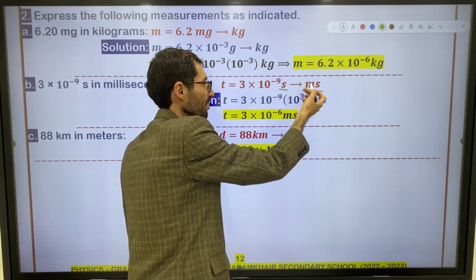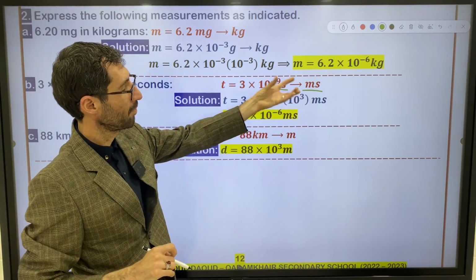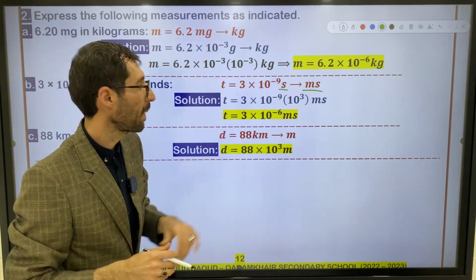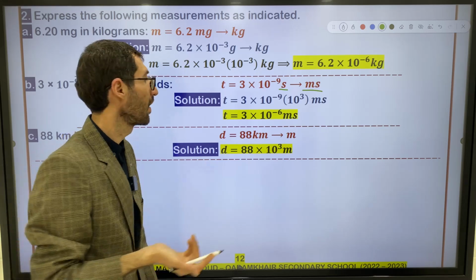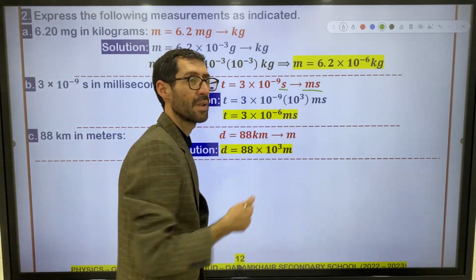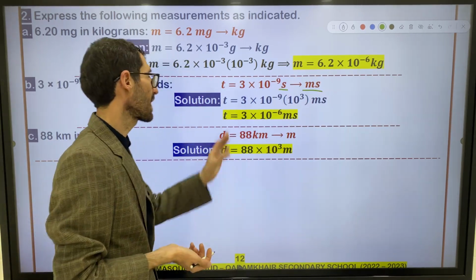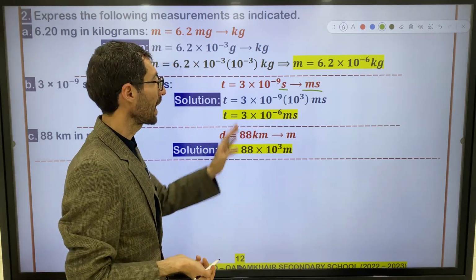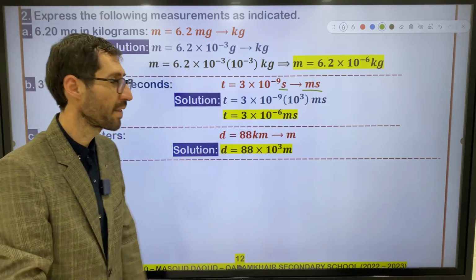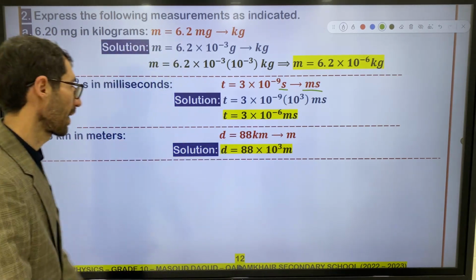You take the power from milli. Milli is 10 to the power negative 3. But you have to remove the sign because you convert from large to small. That's why this is the answer. Write one common base here and add the exponents together, and the answer will be 3 times 10 to the power negative 6 milliseconds.